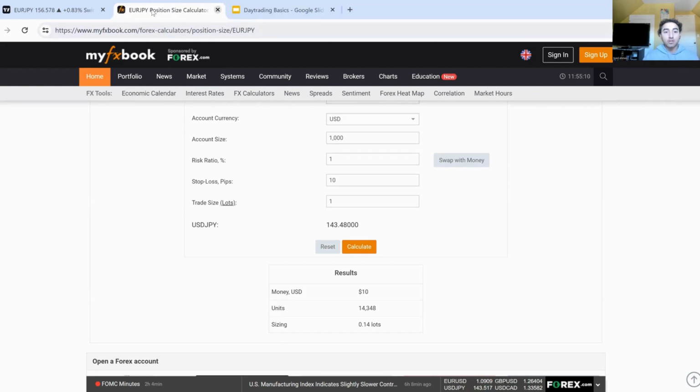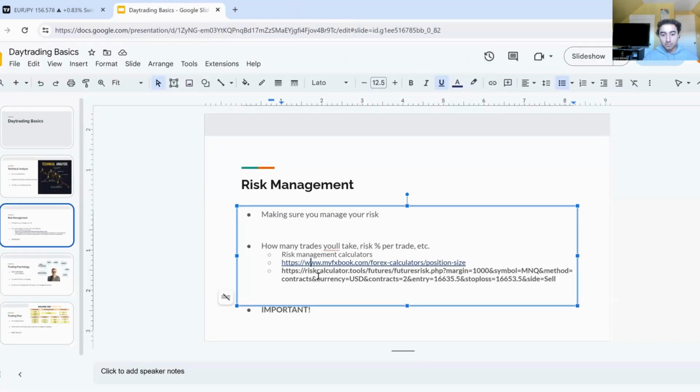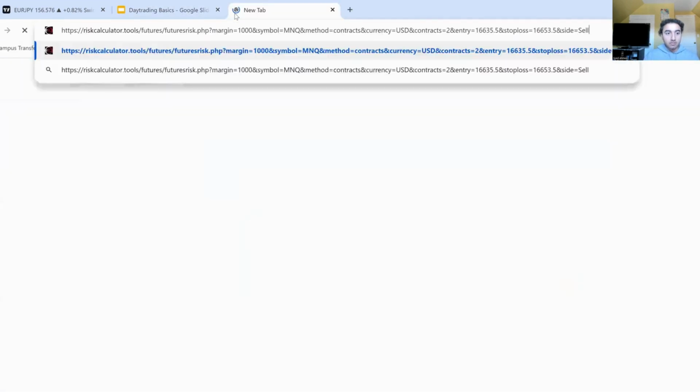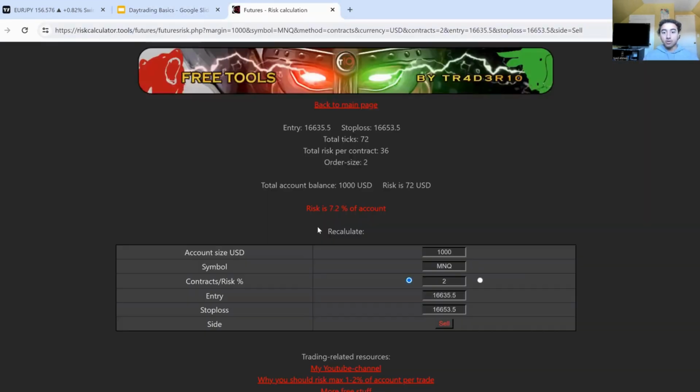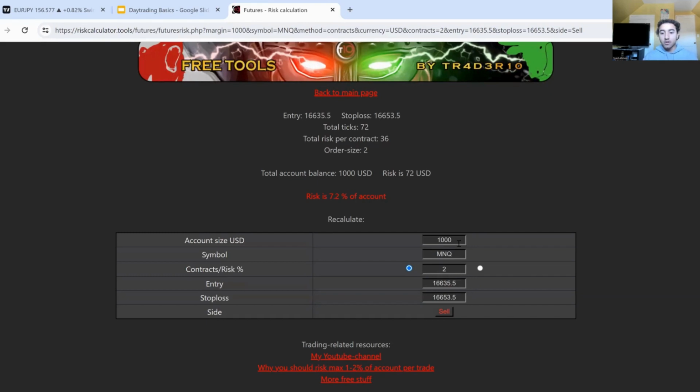All right. Now let's go on to futures. Dang it, I wish I had added a link to it, but I guess I didn't. Cool. This is another risk management calculator. I was kind of playing around with it before as well.